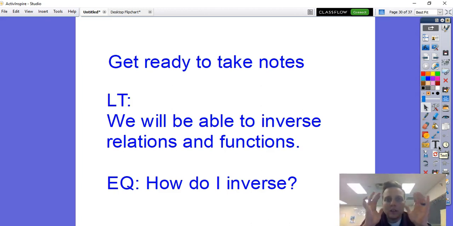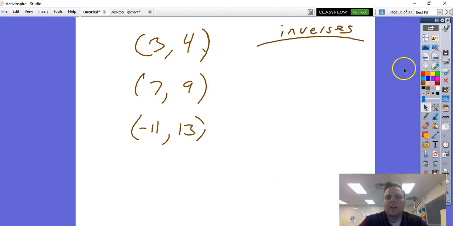The goal, something you should definitely take away today and write down in your notes, is that to find the inverse of anything is to simply switch x and y. It is that simple in essence, okay? So let's dive in and look at an example.